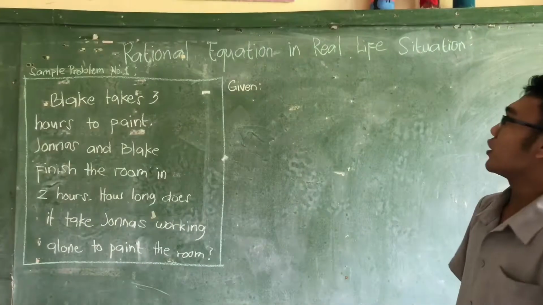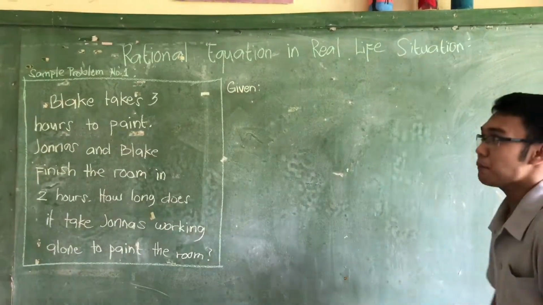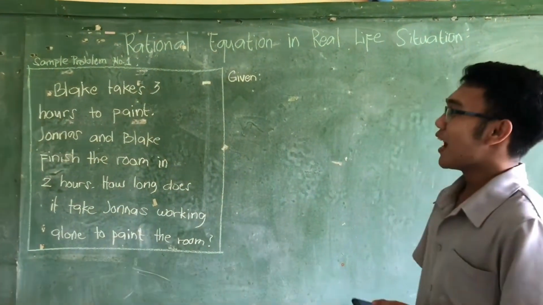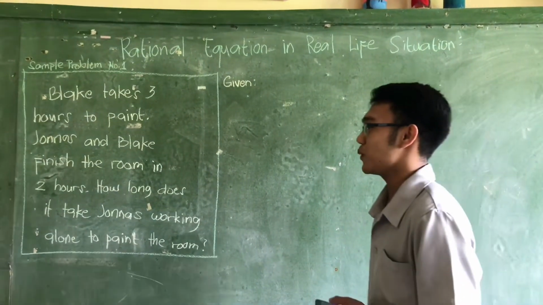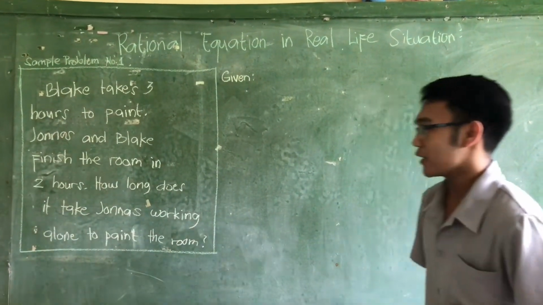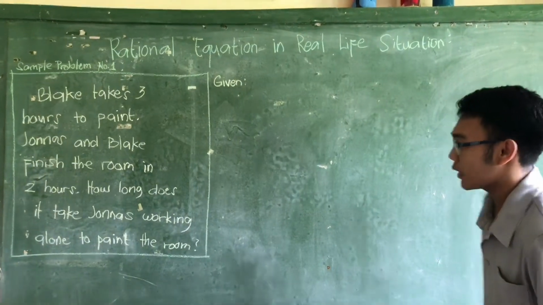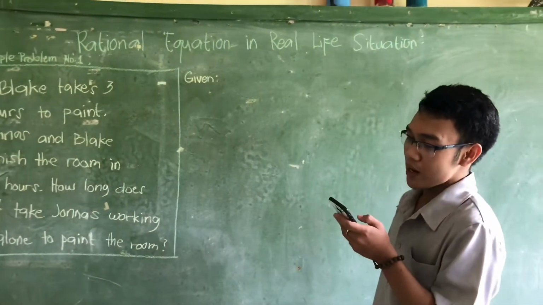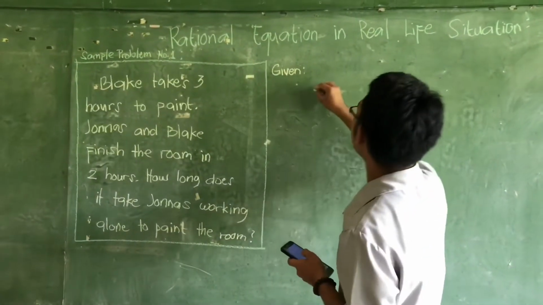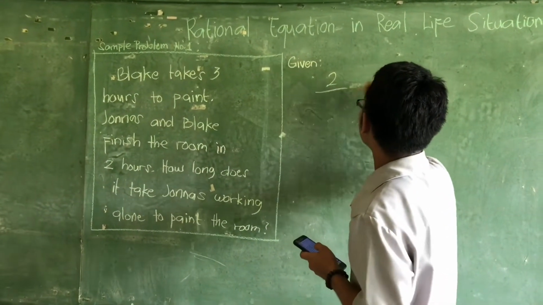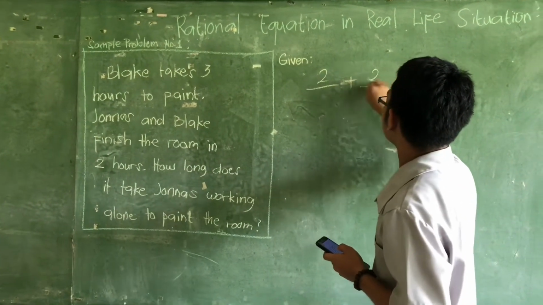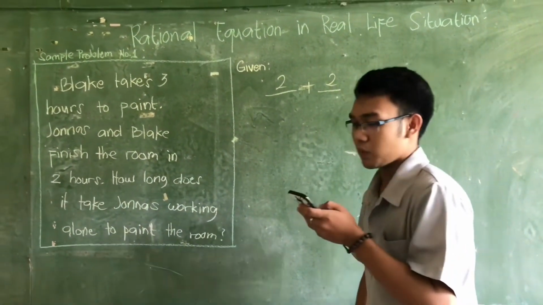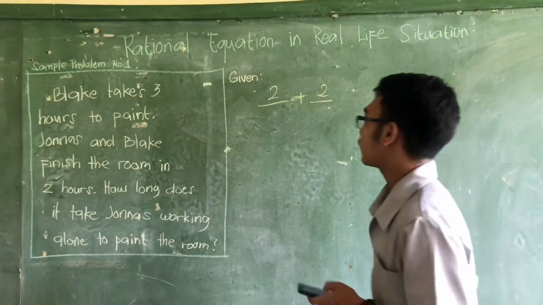Rational equation in real-life situation. Sample problem number 1. Blake takes 3 hours to paint. Jonas and Blake finish the room in 2 hours. How long does it take Jonas working alone to paint the room? Since Blake and Jonas work together in 2 hours, that's the numerator in the expression involved. And Blake takes 3 hours to paint the room alone. That's the denominator for him.